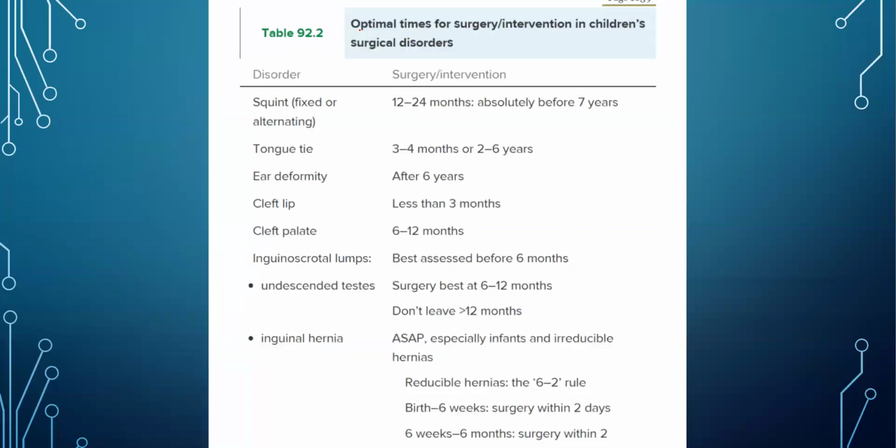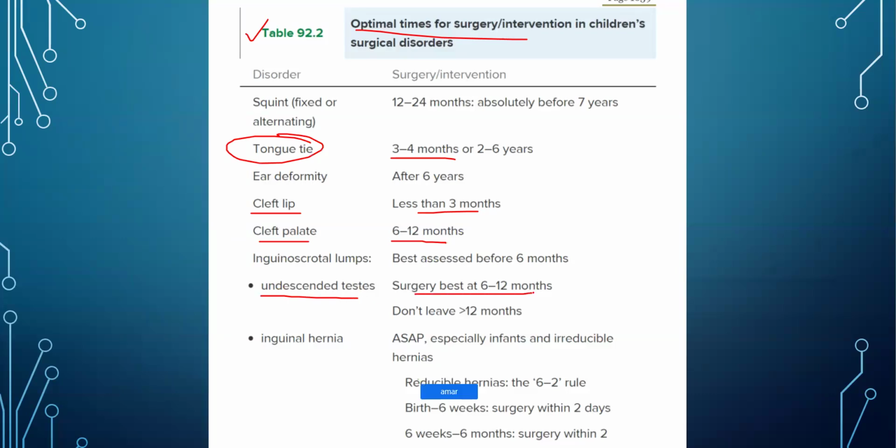There is a table here that lists the optimal time of surgery for some specific childhood surgical disorders. Like tongue tie, ideally within 3 to 4 months, cleft lip less than 3 months, cleft palate 6 to 12 months, undescended testis at least 6 to 12 months. Do not leave an undescended testis for more than 12 months.